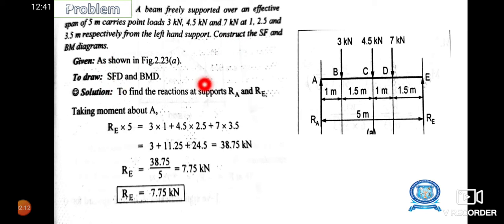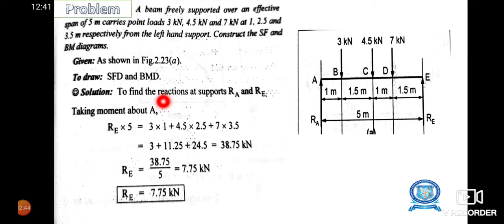So this is the given data; all the data are inside the diagram. The beam is simply supported, with two ends supported, that is A and E. The 3 kilonewton load acts at 1 meter distance, the 4.5 kilonewton load at 2.5 meter distance, and the 7 kilonewton load at a distance of 3.5 meter from A. So that is the construction of the simply supported beam, where the point loads will act.